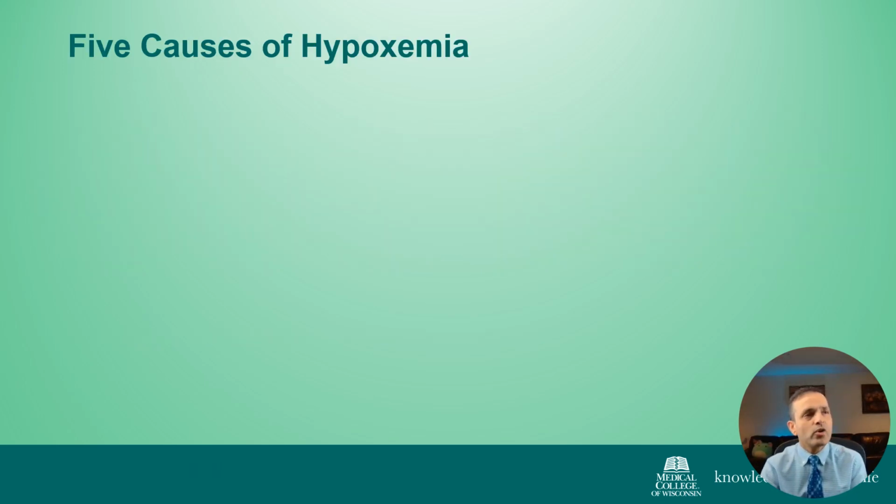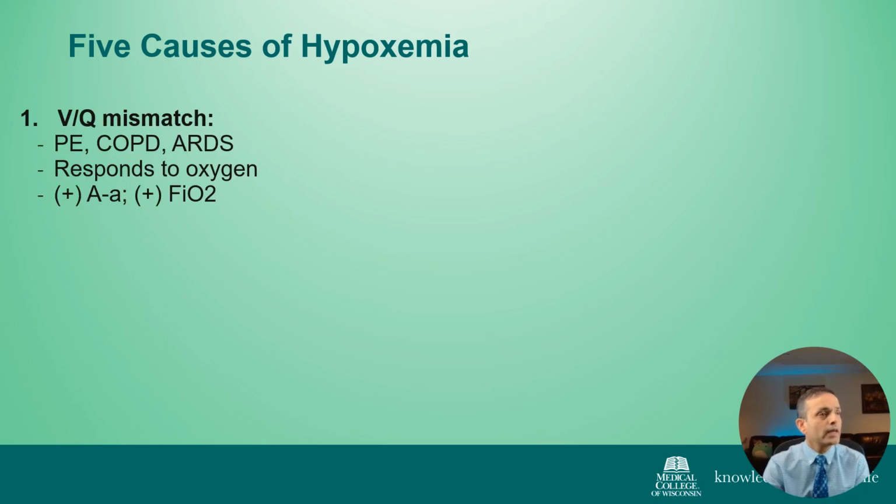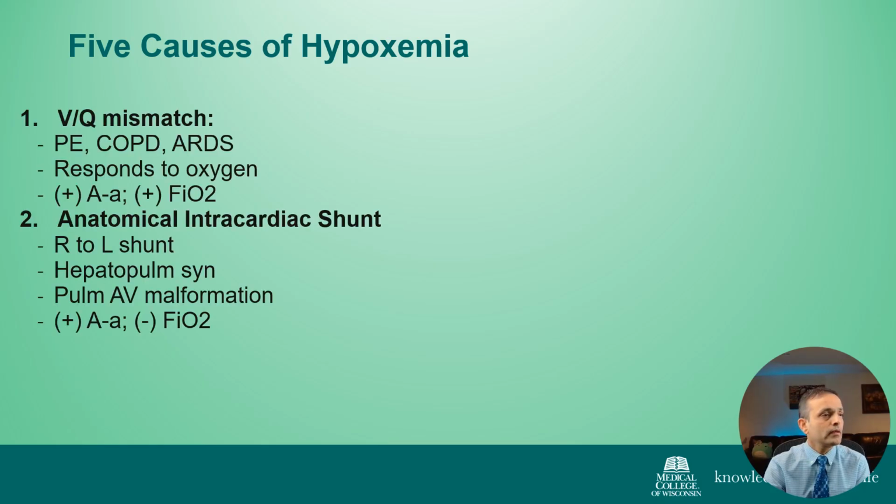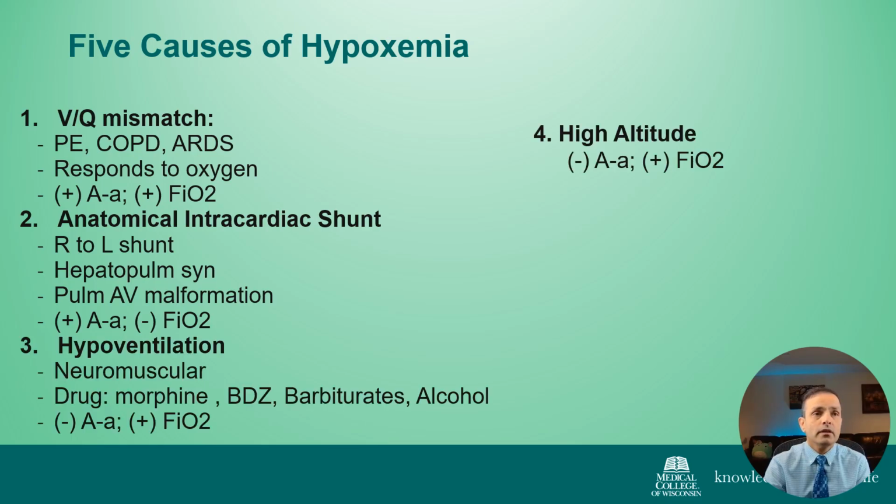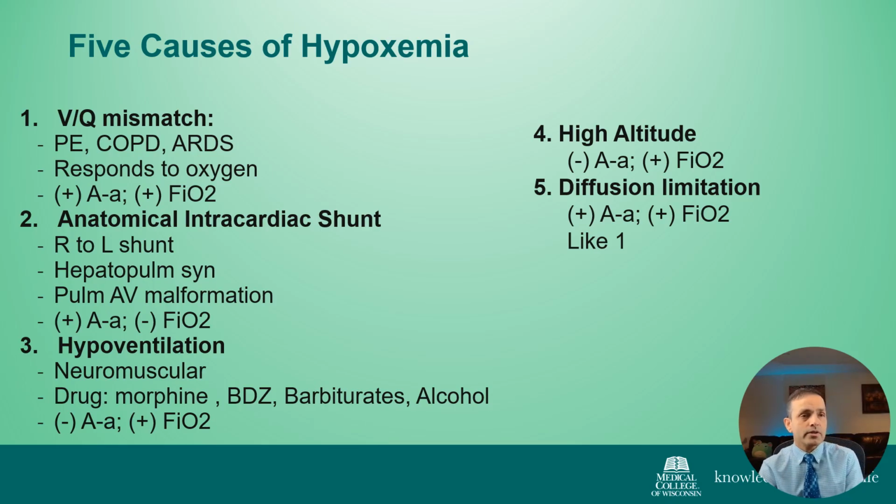So let's talk about 5 causes of hypoxemia. Starting with the VQ mismatch, intracardiac shunt, hypoventilation, high altitude, and diffusion limitation. So if you look at 1 and 5, those are similar conditions. In both conditions, there is something wrong either on the alveolar side or in the respiratory membrane or in the vascular side. So classical example, PE, COPD, ARDS, or interstitial lung disease. So that is one group.